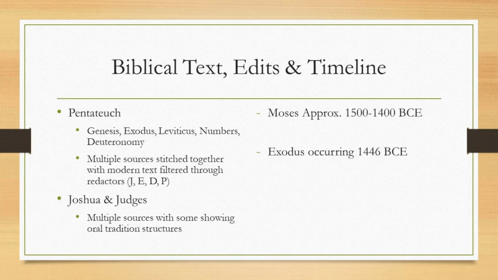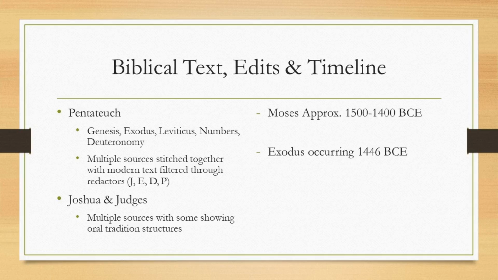There's something known as the JEDP theory that says that the first 5 books of the Bible, so Genesis, Exodus, Leviticus, Numbers, Deuteronomy, were not written entirely by Moses, who died, according to the biblical timeline, around the 1400s, but by different authors and compilers who lived after Moses. And the theory is based on the fact that different names for God are used in different portions of the books, along with detectable differences in linguistic style.